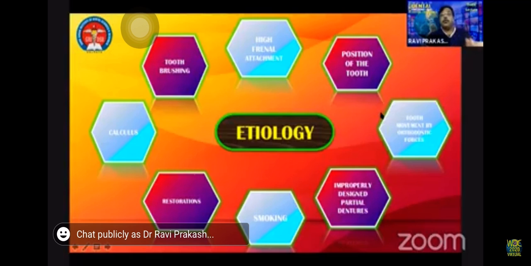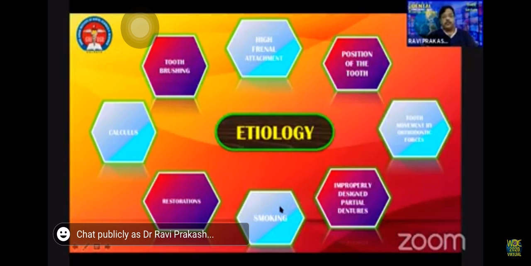Due to the tooth movement of the orthodontic forces, there will be more bone loss, which leads to gingival recession. Improperly designed partial dentures, wherein the clasp is given for the retention of the partial denture, can impinge on the marginal gingiva, which can further lead to recession of the gingiva.